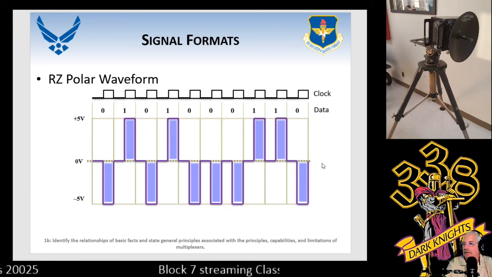That's the advantage of not having to send a clock. So now you don't have to send extra data with it. So RZ polar is self-clocking.